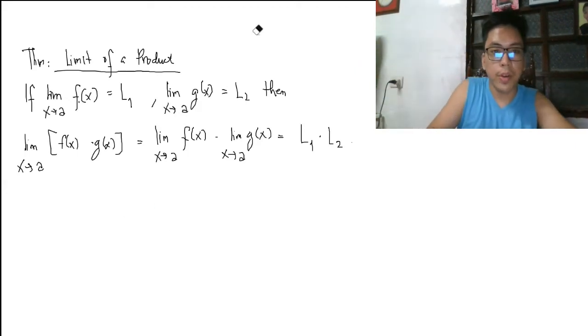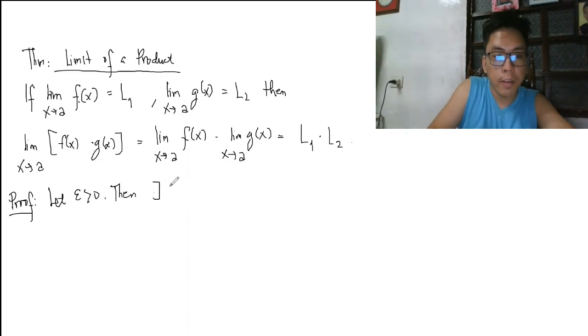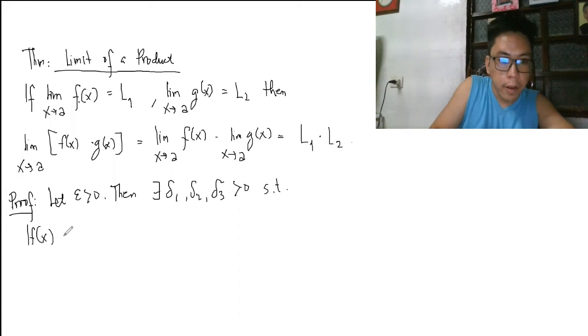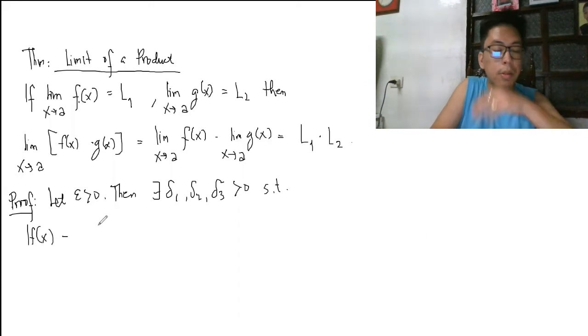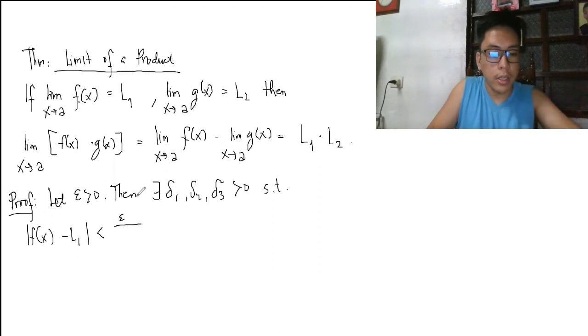That's okay. So to see the proof for that, let's say epsilon is greater than 0. Then there exist delta 1, delta 2, and delta 3 such that, in this case, you'd have the absolute value of f of x minus L1 less than epsilon over, in this case, we don't know yet.